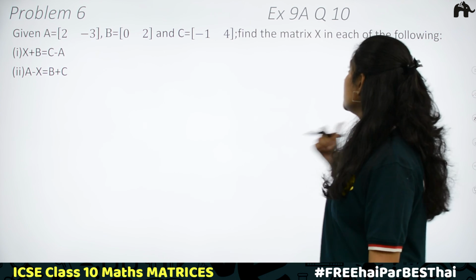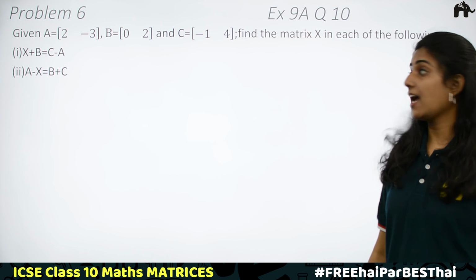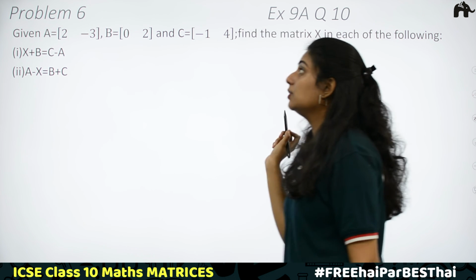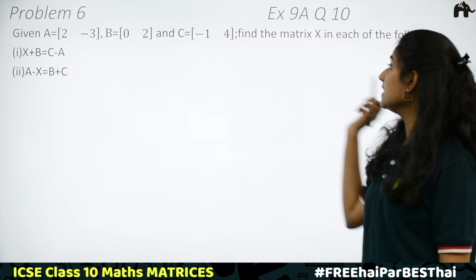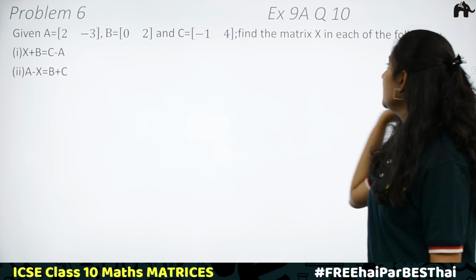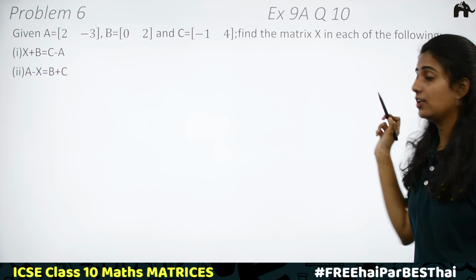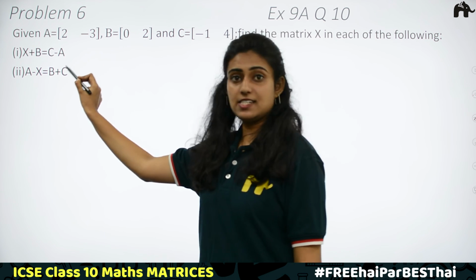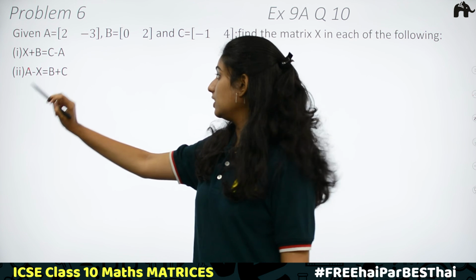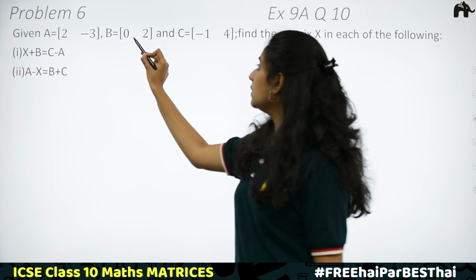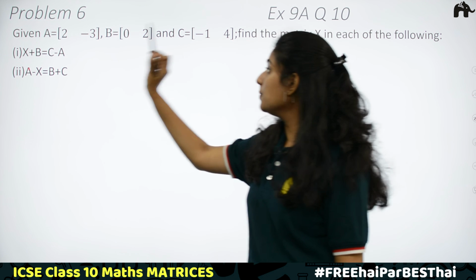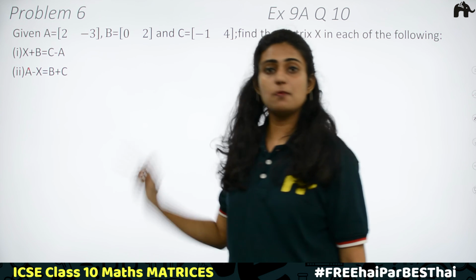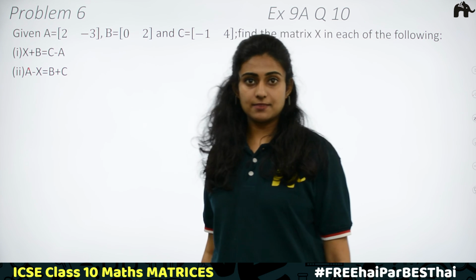Next, problem 6, question 10 of exercise 9A. Given A is equal to [2, minus 3], B is equal to [0, 2] and C is equal to [minus 1, 4]. Find the matrix X in each of the following. First question, X plus B is equal to C minus A. X is an unknown matrix. Okay. We know B, C and A. We can find X. Yes.